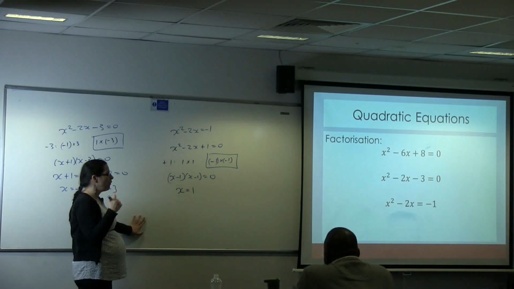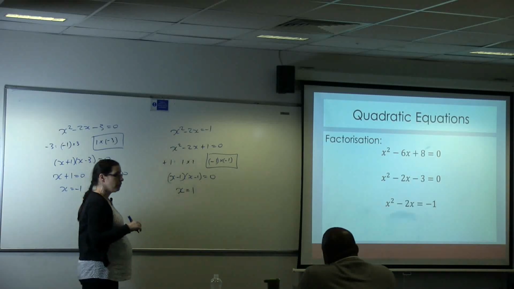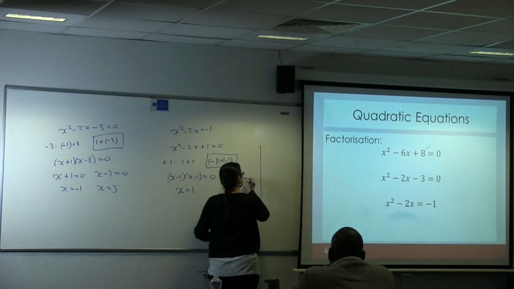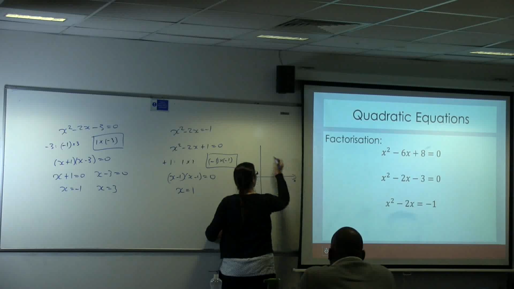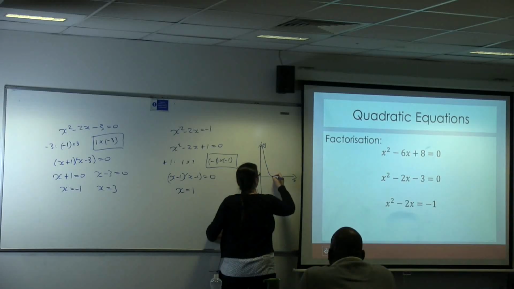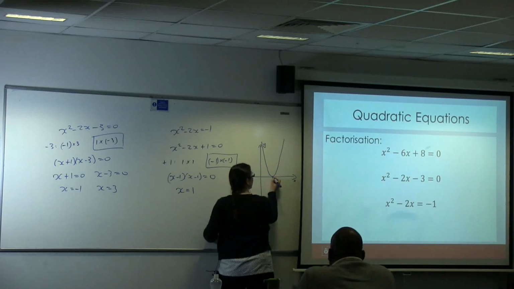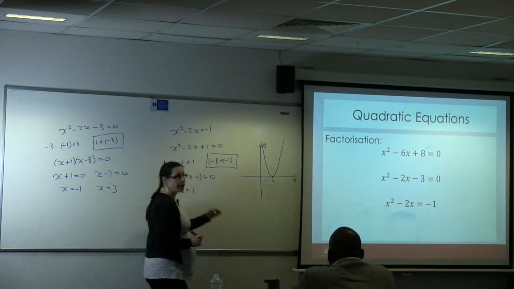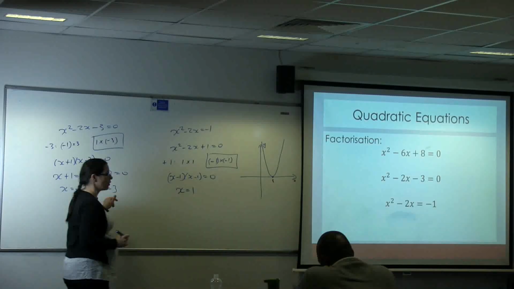So what is actually going on with my function? What would it look like on a graph? It's again a positive quadratic, but it would just touch the x-axis at one point, and that one point would be +1. Okay, there's just one solution, not two solutions.